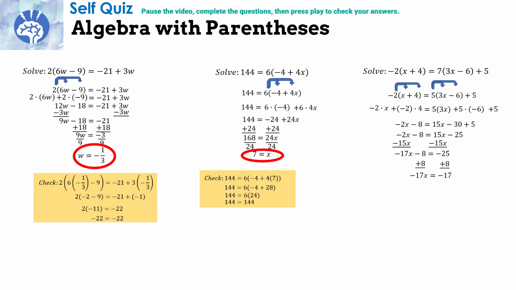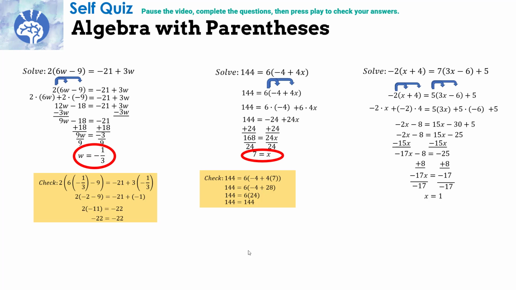Well, I want x. I want x equal to something. Now, anytime I have a number next to a letter, that means to multiply. The opposite of multiplying is dividing. Now, we divide by whatever is hooked to the variable. And in this case, we're dividing by negative 17. This gives us 1. Yep, a negative divided by a negative is a positive.